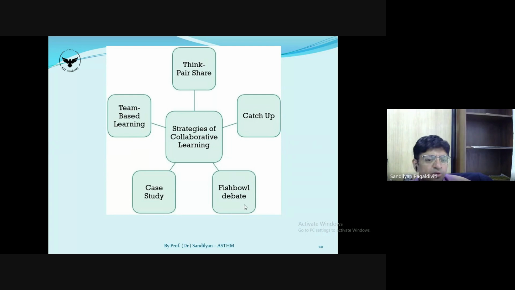So again, I am sharing with you some strategies of collaborative learning. Collaborative learning can be like team-based learning, where a team starts working together. You can have a think, pair, and share. Couple of people are paired together. Let them think and share their views, and rest all catch up. The catch up process is when activities are given and each person comes out with their own. It can be a case study. It can be a fishbowl debate. Next.